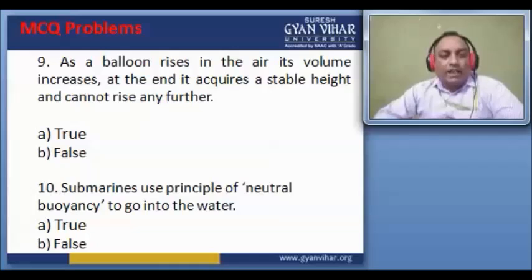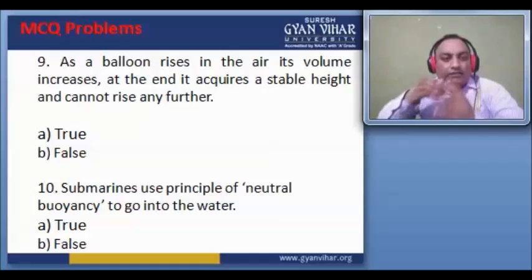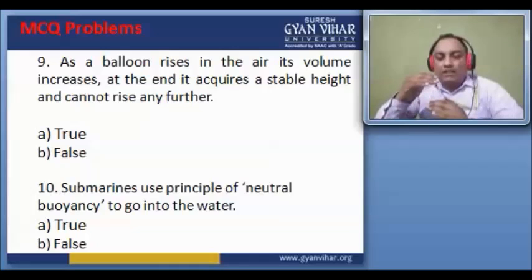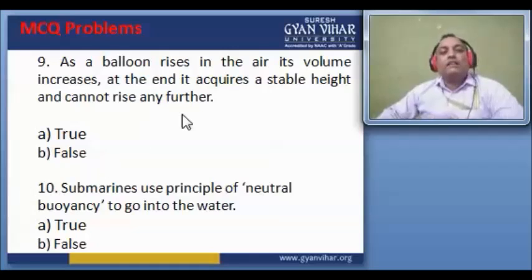Questions number 9 and 10 belong to true and false. The question is: as a balloon rises in the air, its volume increases. At the end, it reaches a stable height and cannot rise any further. If anybody comes to the stable equilibrium, it cannot rise further. So this statement is true, right?